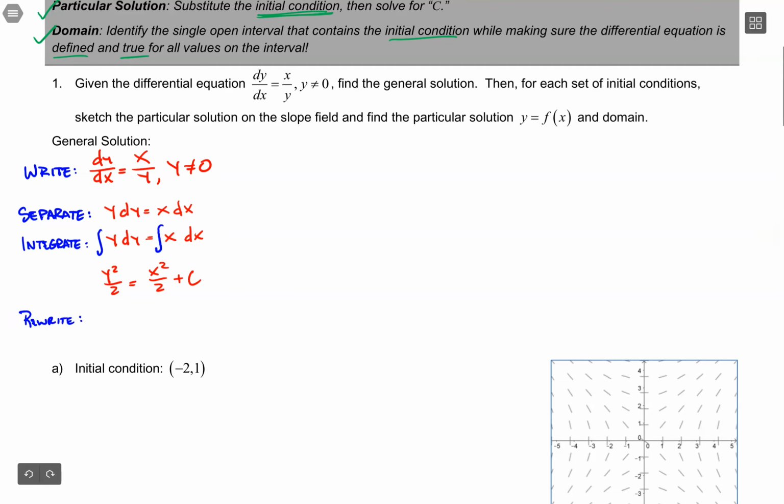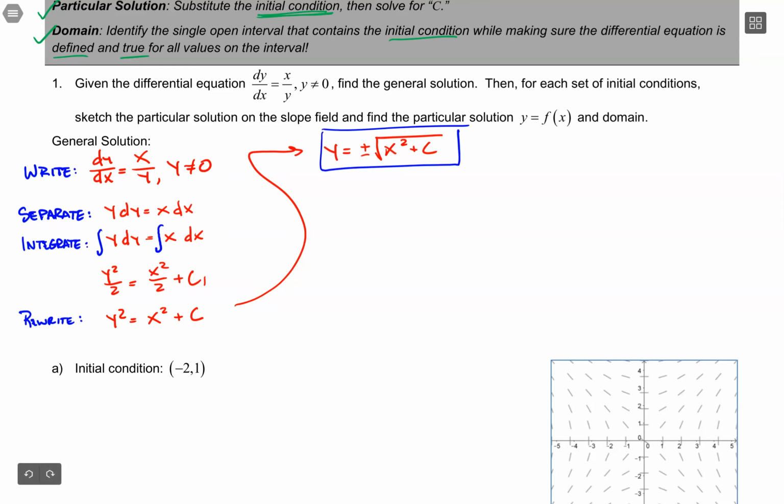I'm going to start by multiplying out everything by 2. It's a different constant than it was before, so I'm going to go ahead and tag it with a different subscript. We want to solve for y here, so we're going to extract a square root from both sides. So we have y equals either the positive or the negative square root of x squared plus C. So this is our general solution.